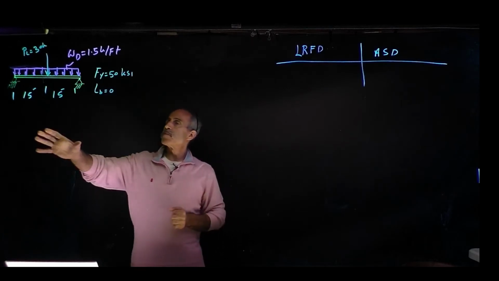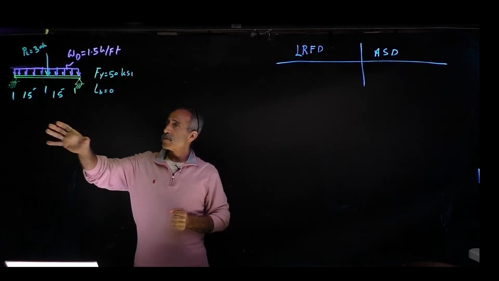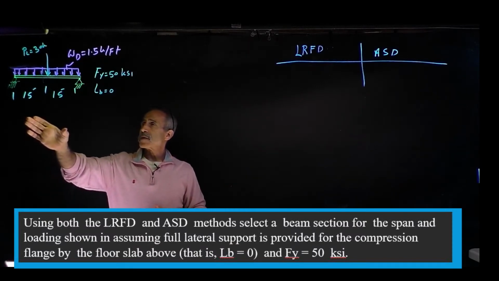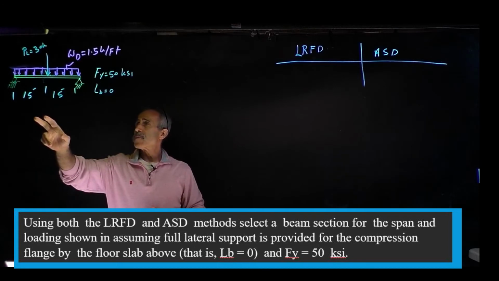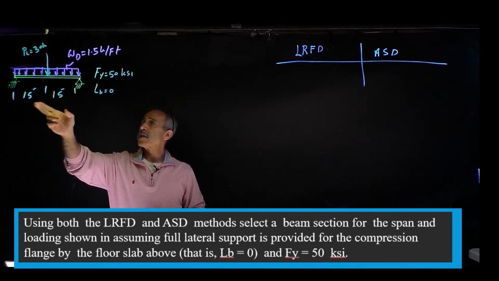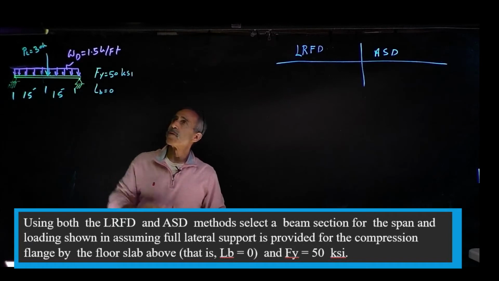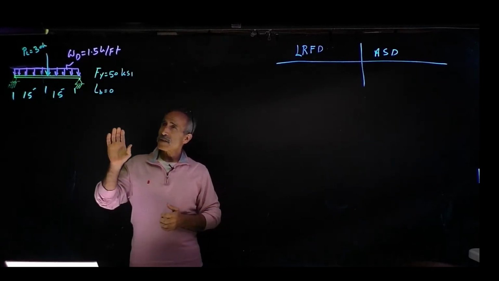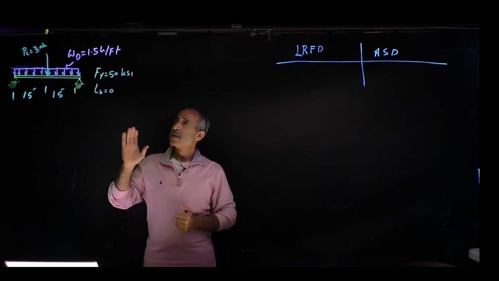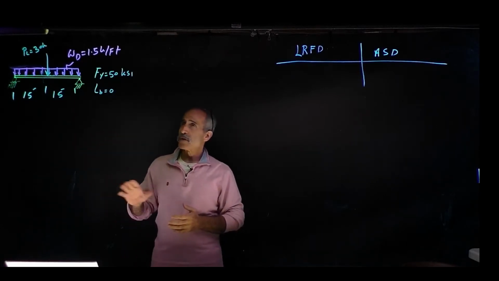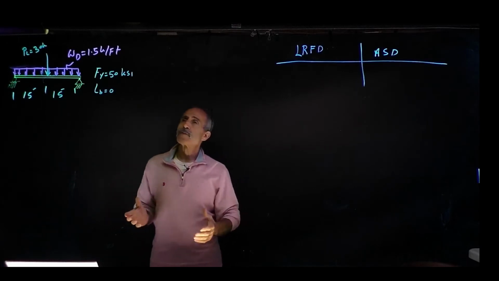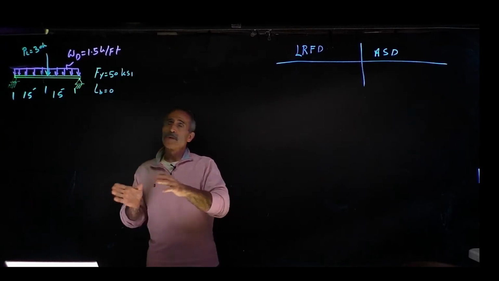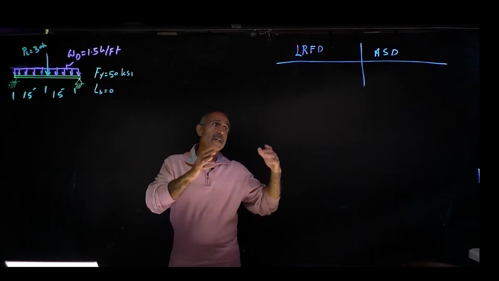So we've got this beam, and we want to select a beam for this particular situation. The clear span is 30 feet, and we have a live load in the middle at 15 feet, and then a dead load of 1.5 kip per foot. Fy is 50, and this is fully laterally supported, so there's not going to be any lateral buckling issue. So the first thing we're going to do is calculate the load both in load resistance factor design and in ASD.